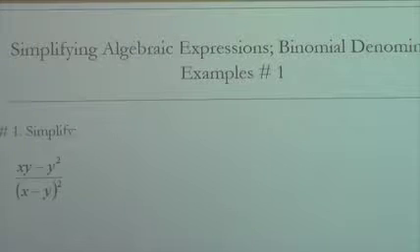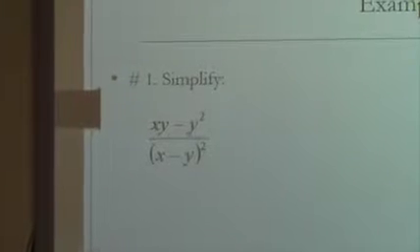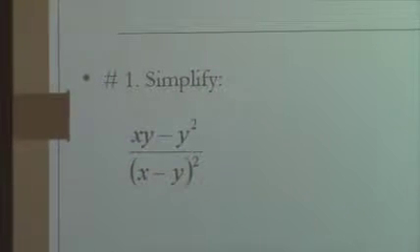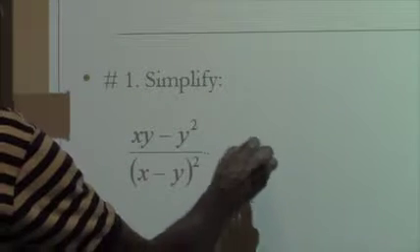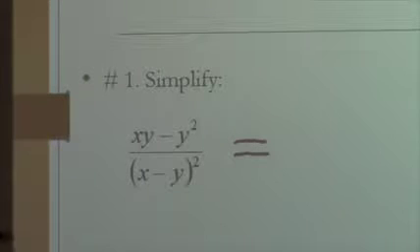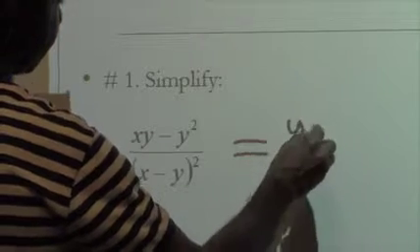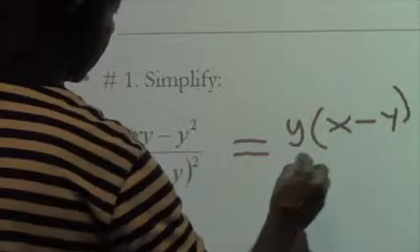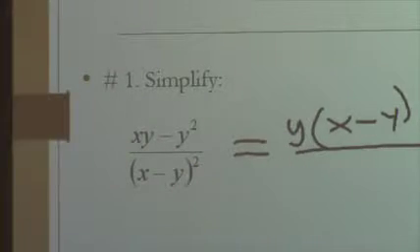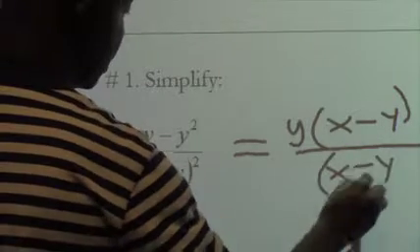So the first example we have is a basic example on simplifying. The concept we have to use here is the concept of factoring. So when we look at our numerator in example number 1, we see that y is common to both terms in our numerator. So I can factor out the y, and then I will have x minus y over, at the bottom, I have x minus y squared.